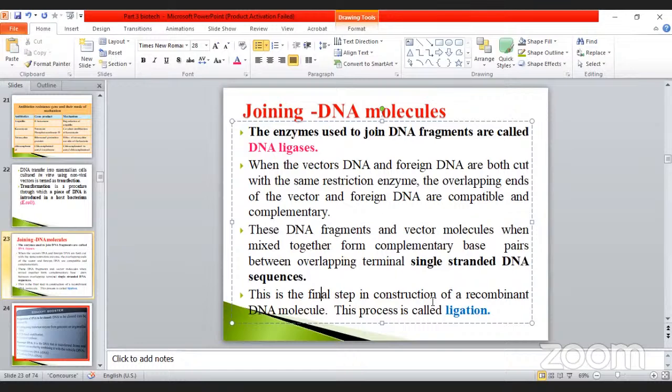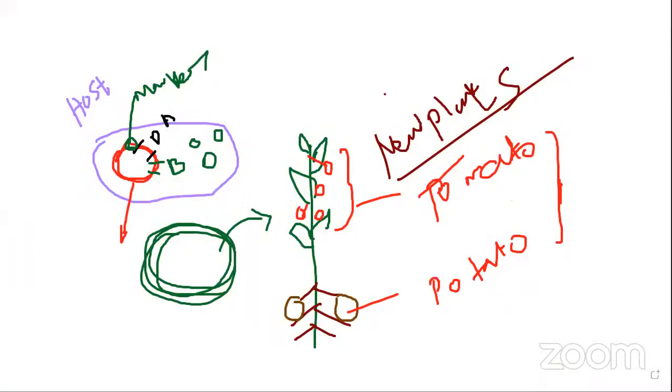This is the final step in the construction of a recombinant DNA molecule. After both molecules A and B are exactly fixed, this process is called ligation. We already discussed that. In the slide we already saw the basic things. See here, we already did this.